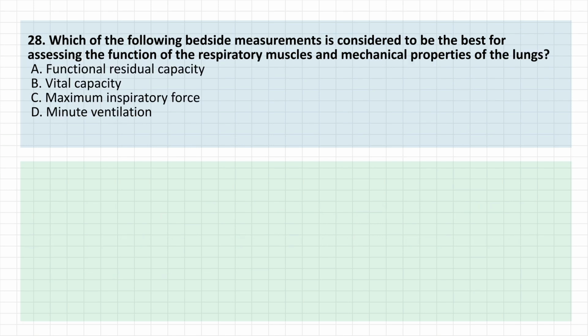28. Which of the following bedside measurements is considered to be the best for assessing the function of the respiratory muscles and mechanical properties of the lungs? A. Functional residual capacity. B. Vital capacity. C. Maximum inspiratory force. D. Minute ventilation. The correct answer is B.